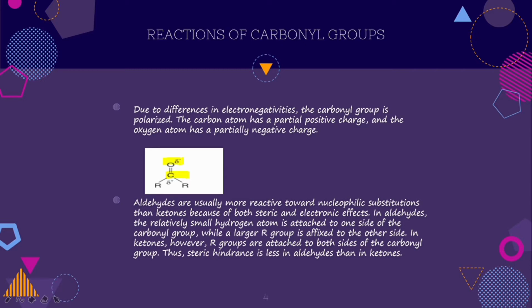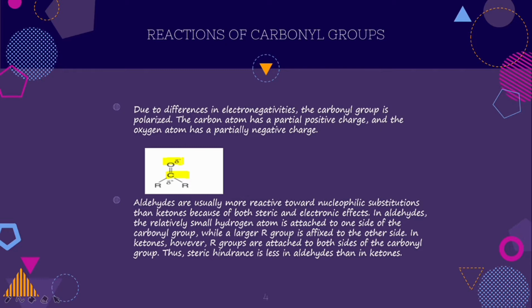In aldehydes, the relatively small hydrogen atom is attached to one side of the carbonyl group, while a larger R group is affixed to the other side. In ketones, however, R groups are attached to both sides of the carbonyl group. Thus, steric hindrance is less in aldehydes than in ketones.